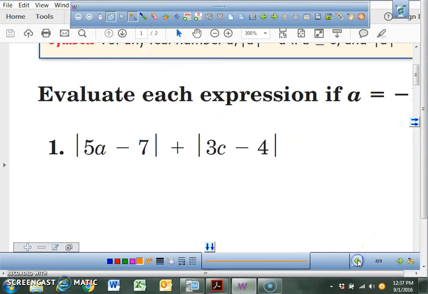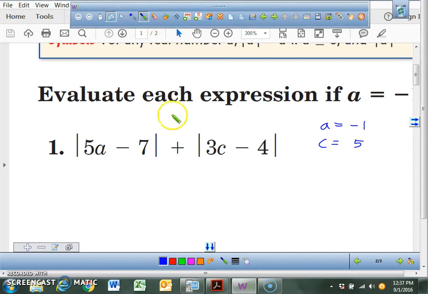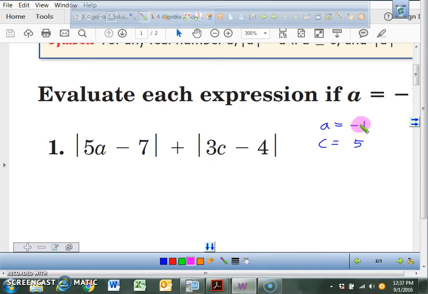That's the concept that you guys need to know when you're working through these problems. Now we're going to go back. Problem number 1. I think on your paper it says A is equal to -1 and C is equal to 5. This is the most important thing when you're setting things up. You need to plug in the numbers correctly before you solve it. If you plug in the wrong numbers, you're going to get the wrong answer.